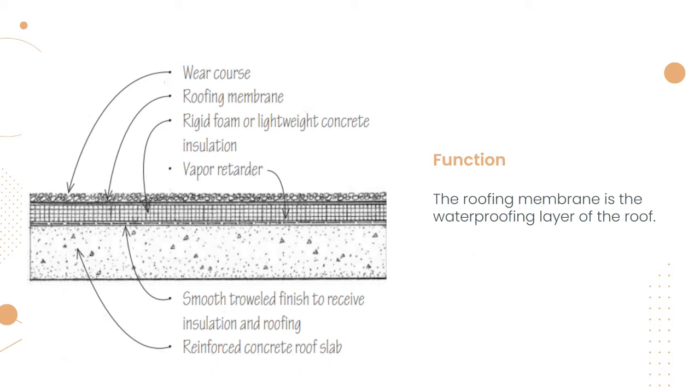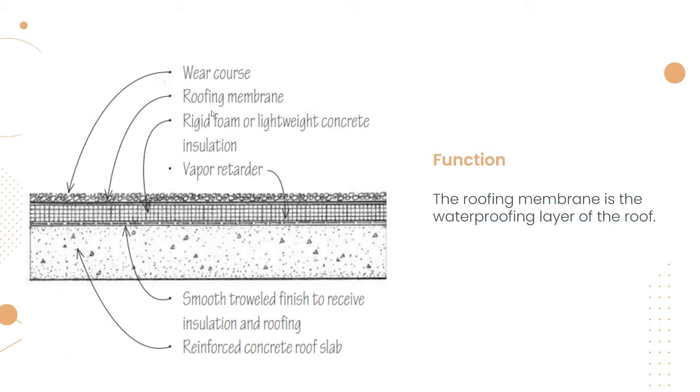So normally the roof slabs are covered with a type of membrane roofing, which is shown in this section. The function of the roofing membrane is the waterproofing layer of the roof. But first I'm going to explain a little bit about the flat roof assemblies.